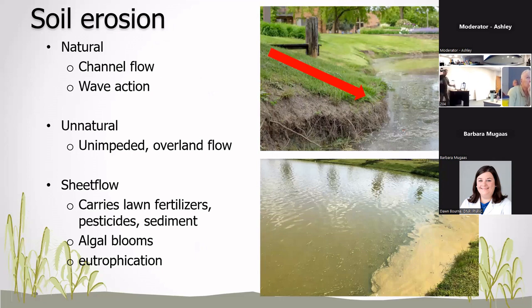So there again, erosion is natural. Just because somebody says erosion does not mean it is a terrible and horrible thing. It's natural. Now, if you're in a stream or a river, there will be channel flow and there will be wave action. The problem is when it's unnatural, when it's unimpeded. And oftentimes, especially on a lake or a body of water, we want to blame wave action.